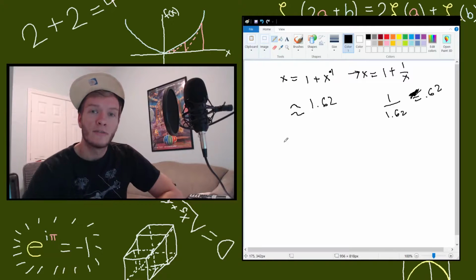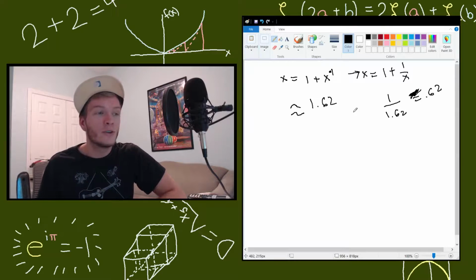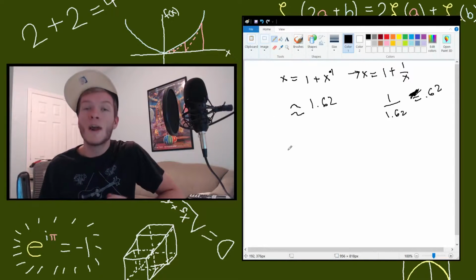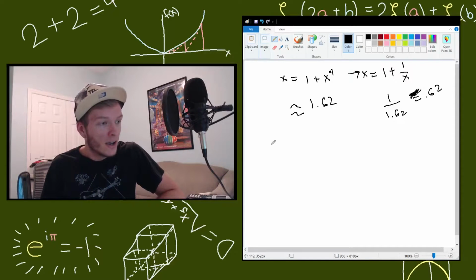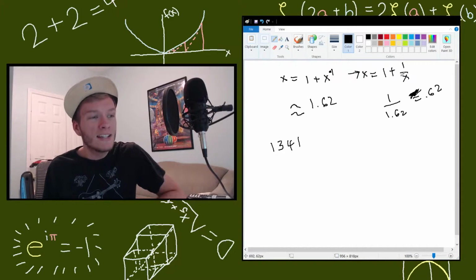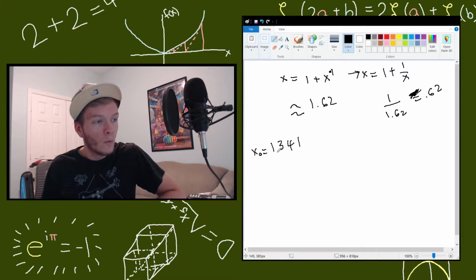One way you can figure out what the golden ratio is to solve this is you can actually iterate this. If you take a random number, just pick a random guess, let's say 1341, and you plug this into this equation. So this is our first guess, x0 is equal to 1341. Then we are going to iterate this. We're going to find out what x1 is equal to. So x1 is equal to 1 plus 1 over x0.